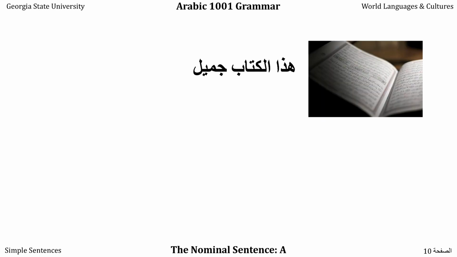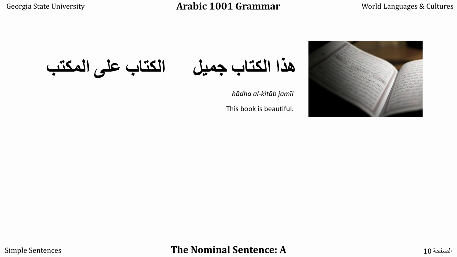Let's take a look at some other examples. We can say hadha al-kitab jamil. So here hadha, because it's hadha, is definite. Al-kitab, because it has alif lam, is definite. But jamil is indefinite. So here we're going to put the is, am, are in between the second and third word. And this is going to become this book is beautiful.